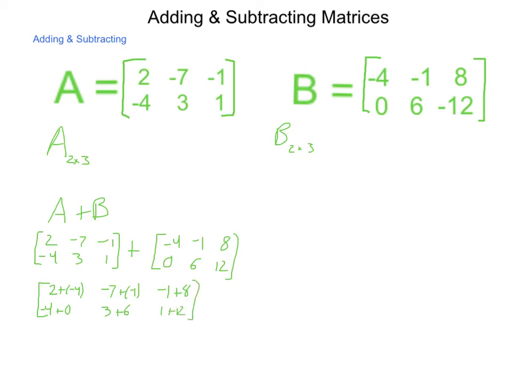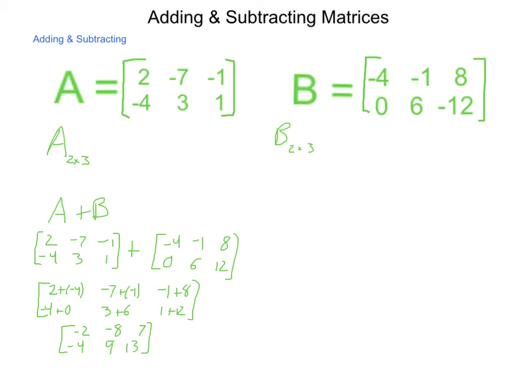Now going through and simplifying this, I'm going to end up with the following matrix. 2 plus negative 4 is negative 2. Negative 7 plus negative 1 is negative 8. Negative 1 plus 8 is 7. Negative 4 plus 0 is negative 4. 3 plus 6 is 9. 1 plus 12 is 13. So when I add matrix A to matrix B, I end up with this matrix as a result.